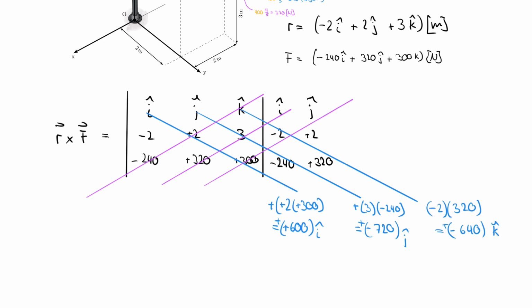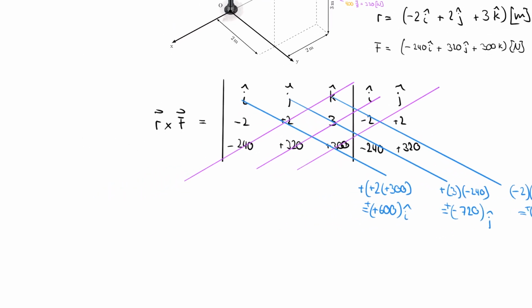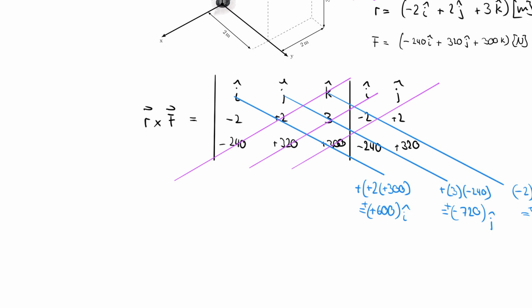But now I move on to my other side and deal with my negatives here. So maybe I can leave a little bit more room here. Minus +2, so +2 times, what do we have? -240. So that makes the entire expression here positive. So we have +480. And that happens to be the K component, by the way. Now let's go to the next one.